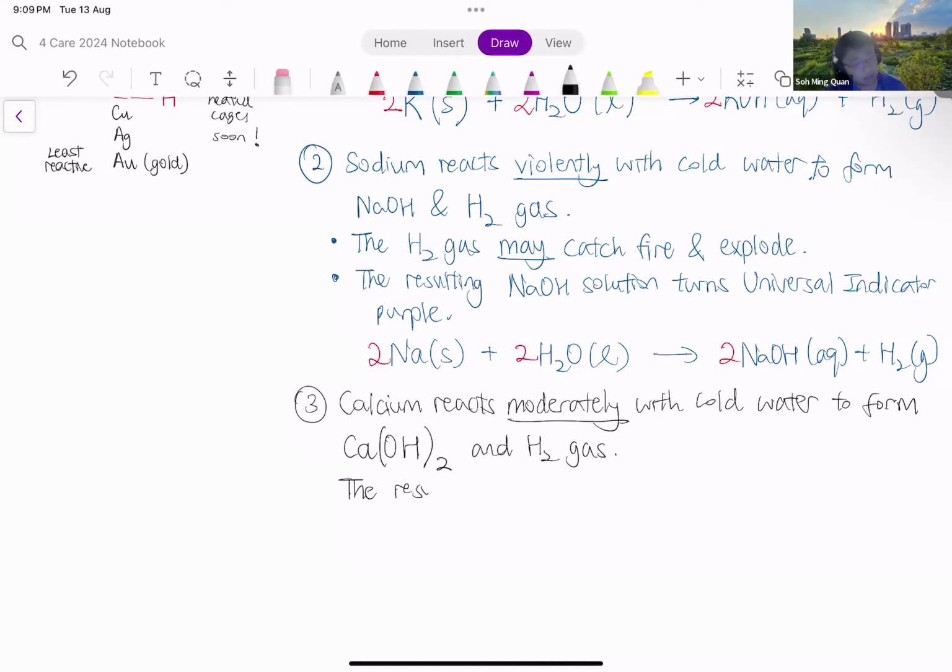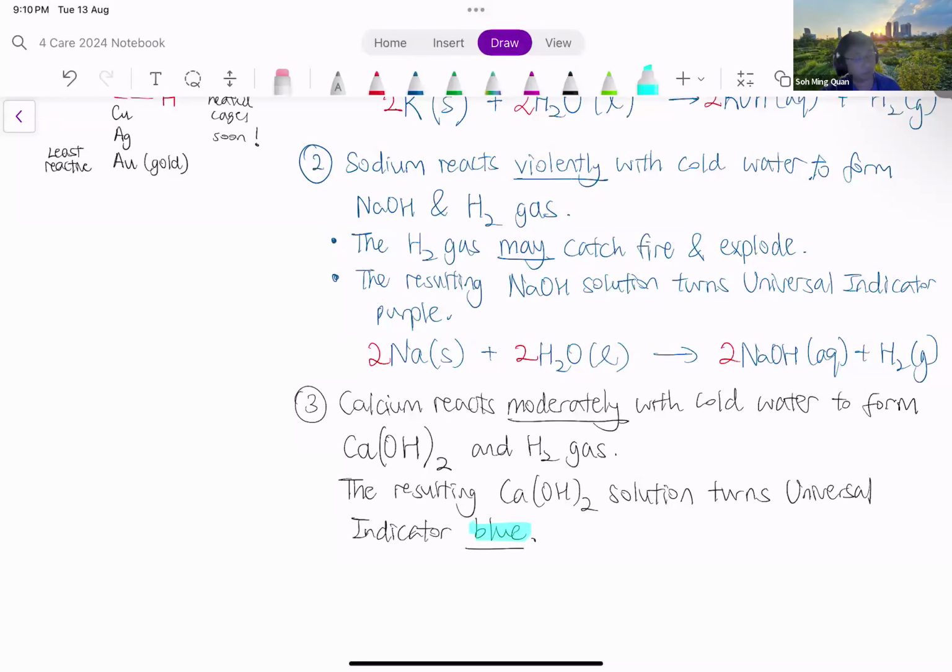However, the resulting calcium hydroxide solution, calcium hydroxide is not a strong alkali. It's not as strong as sodium and potassium hydroxides. Therefore, the resulting calcium hydroxide solution only has a pH of around 11. And so it turns universal indicator blue. It will not turn the resulting solution purple. All right.